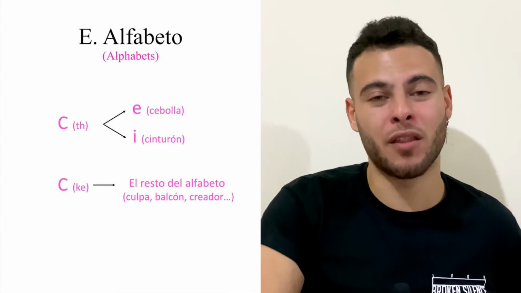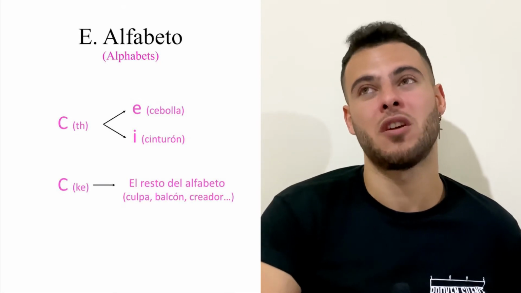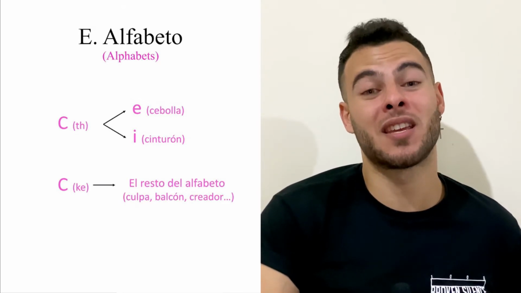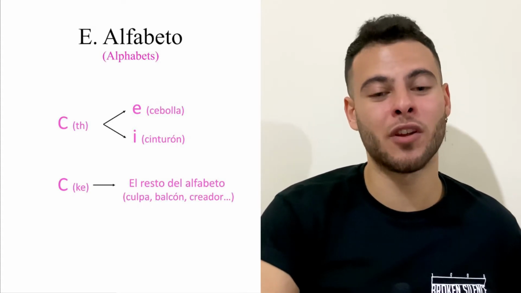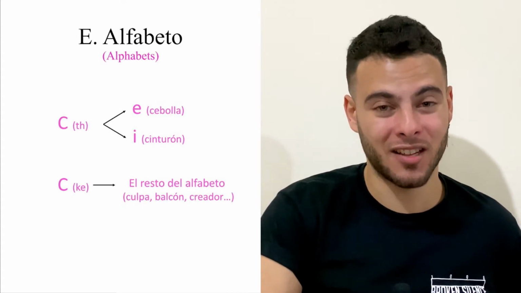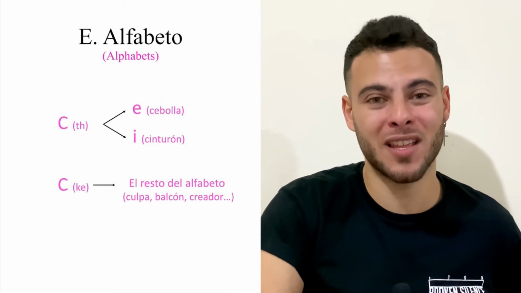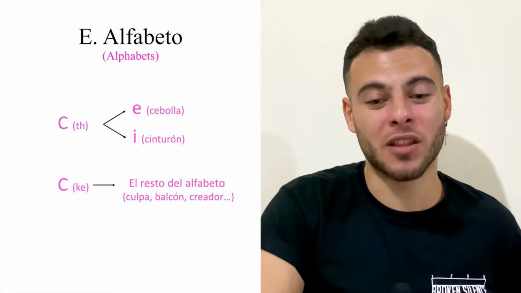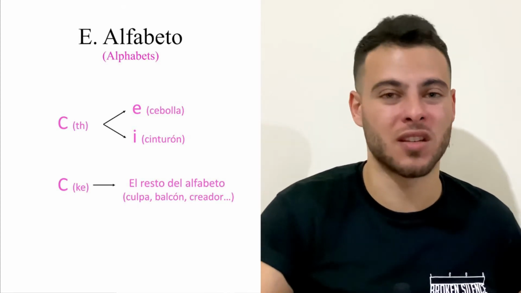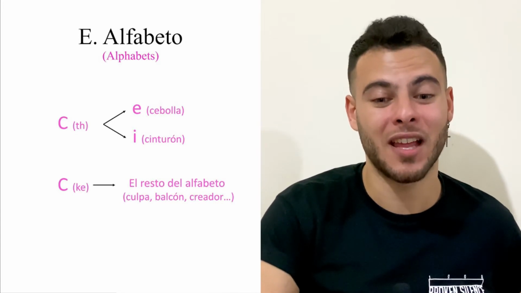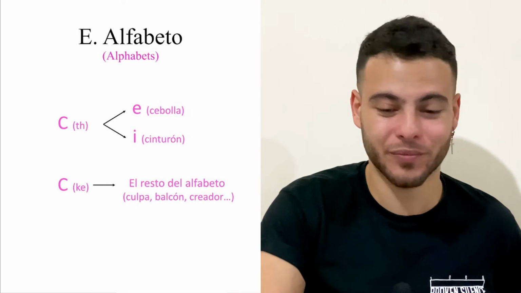Now let's move on to something a bit more difficult, which is the rule of the C. As we said, the C is pronounced th, but sometimes it can also be pronounced as a K. In front of E and I, we always pronounce the C as th, como cebolla, cinturón. But in front of the rest of the alphabet, vowels or consonants, we always use it as a K, like culpa, balcón, or creador.